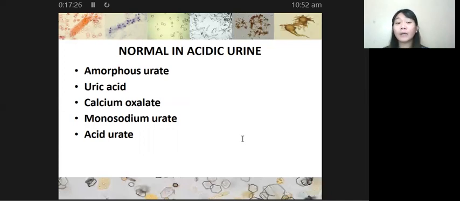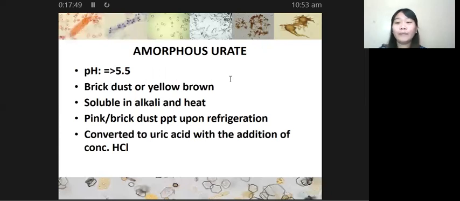So urates precipitate in acidic urine. Another rule in general, phosphates precipitate in your alkaline urine, so that we will not have difficulty memorizing. So urate, acidic, and phosphates are in our alkaline urine. So the first crystal that we will be discussing is your amorphous urate. Take note that your amorphous urate and your amorphous phosphate look the same under the microscope.